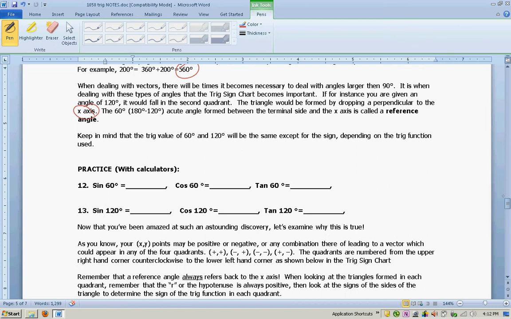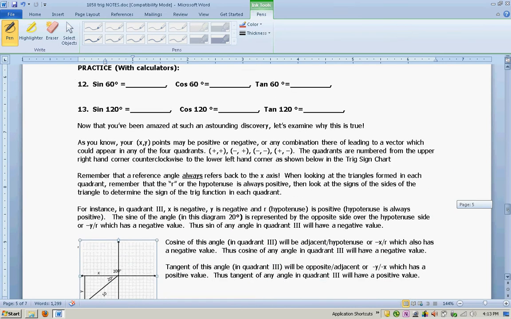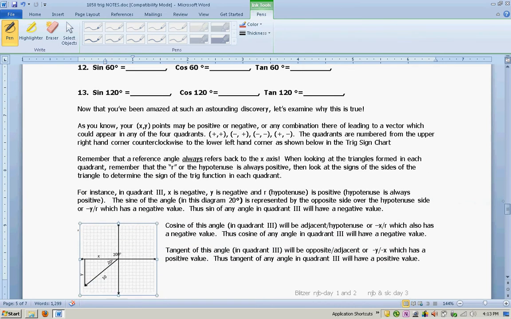Okay, now that you've done that and you found that we have different signs, we need to discover why this is true. So this goes back to some of our graphing. Whenever we are graphing x y points, there's a combination that will put them in quadrant 1, 2, 3, or 4. And those combinations are given right there.